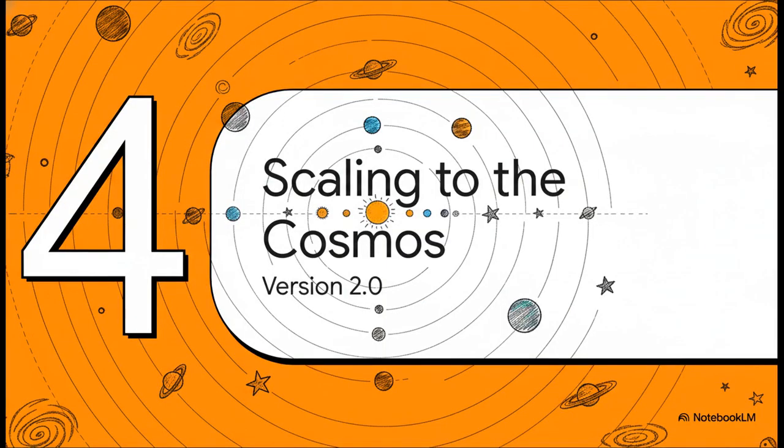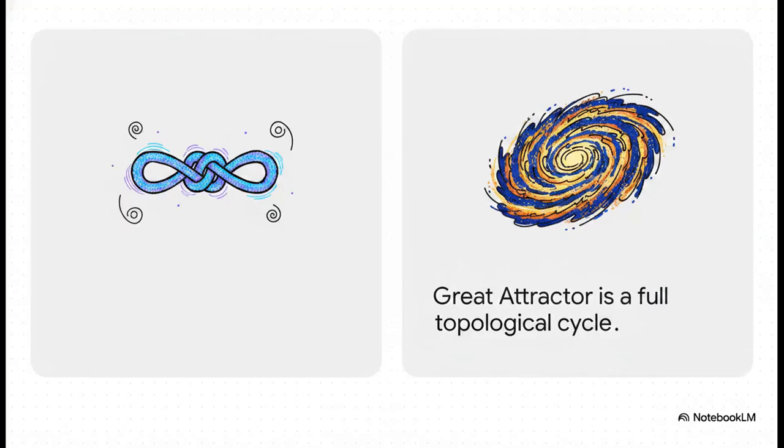Section 4. Scaling to the cosmos. Okay, prepare for a massive zoom out, literally to the very edge of the known universe. Contrast these two extreme claims from the source. On the microscale, it claims the electron is essentially a tiny subatomic Mobius torus. But on the macro scale, it claims the great attractor, that massive gravitational anomaly millions of light years away, represents one full topological cycle of the entire universe. It is the exact same algebra applied to both the unimaginably small and the incomprehensibly large.